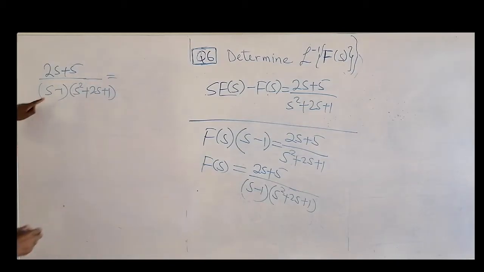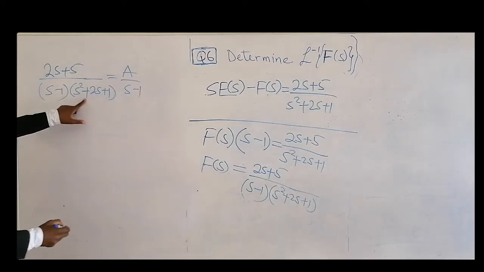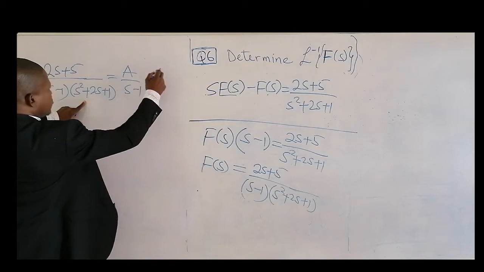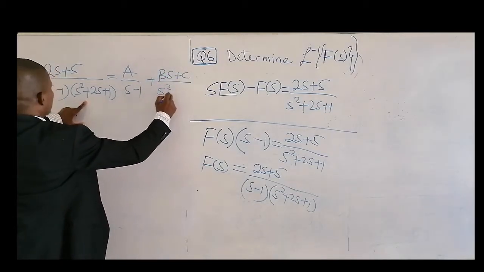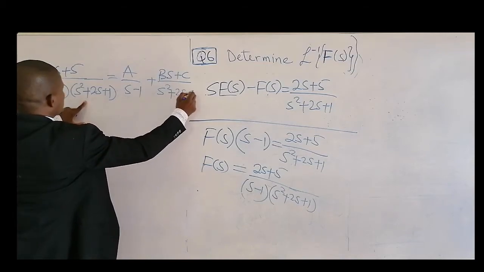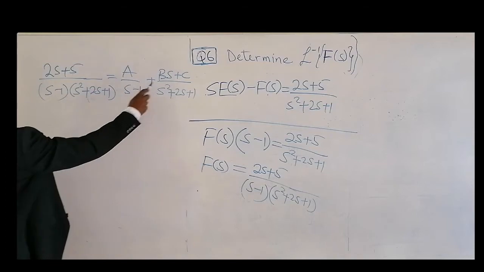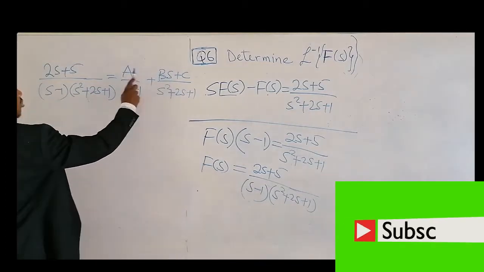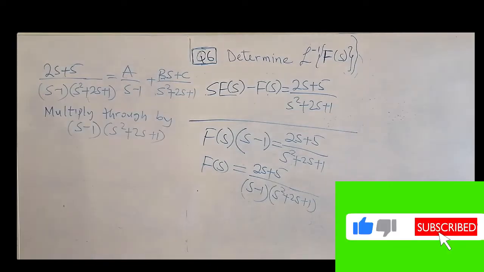That's equal to: this is a linear factor, so that's A over x minus 1. This is quadratic, and that will be Bx plus C all over this. When you have a quadratic expression, the numerator will be linear. This is your last constant, and the next constant will be B.